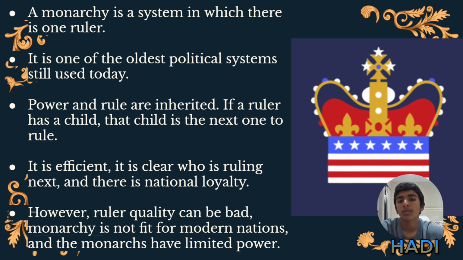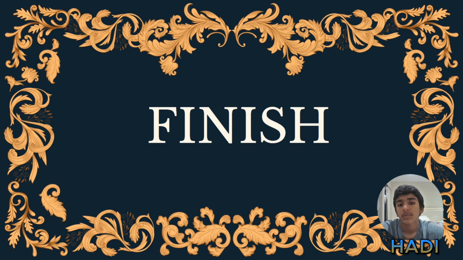It is one of the oldest political systems still used today. Power and rule are inherited. If a ruler has a child, the child is the next one to rule. It is efficient, it is clear who is ruling next, and there is national loyalty. However, ruler quality can be bad. Monarchy is not fit for modern nations, and the monarchs have limited power. Finish. Thank you.